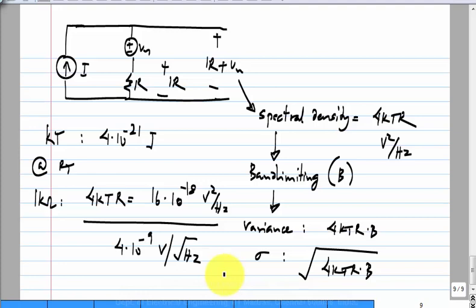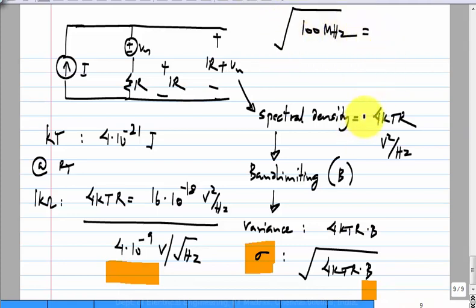The reason to do this is the following. It is easier to calculate sigma. You know that sigma is the square root of the spectral density, which is what is given here. It is 4 times 10 to the minus 9 volts per square root hertz times the square root of the bandwidth. So, if you have a bandwidth of 100 megahertz, or 10 to the 8 hertz, the square root of 100 megahertz is how much? 10 to the 4 square root hertz. So, it is easy to calculate from here. This one is 4 times 10 to the minus 9 volt per square root hertz times 10 to the 4. So, you get 4 times 10 to the minus 5 volts.